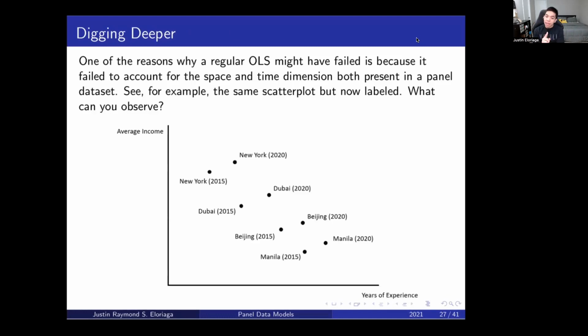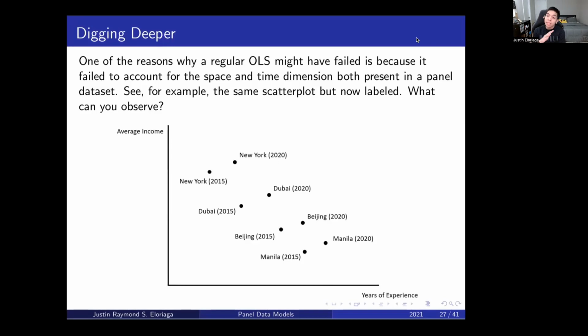And you can see that the negative line was probably caused by the fact that New York has such a high standard of living that even if we were accounting for things throughout time, New York's standard of living is still higher because it started off way ahead of, say, a city like Manila, which is in a developing country. Beijing also, the development of Beijing was fast, but it's still far below where New York was back in 2015.